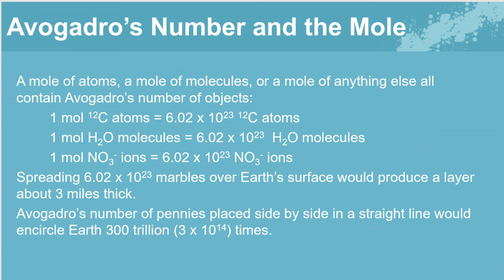So a mole of atoms. Just like with the dozen, guys, a dozen is 12, so it doesn't matter what we're measuring. Eggs, stone, what else can you think of? Tomato. It doesn't matter what we're measuring. A dozen is a dozen, right? In the same way, a mole is a mole. So a mole of atoms, a mole of molecules, a mole of anything else all contain Avogadro's number of objects.